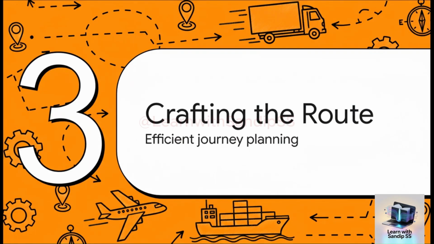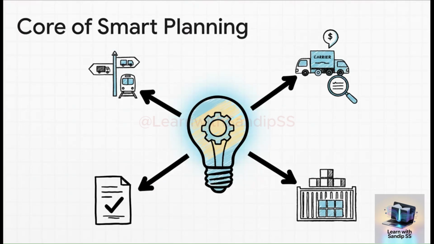Okay, so the system knows what needs to move. Now we get to what I think is the strategic heart of SAP TM, the planning phase. And listen, this isn't just about finding a way to get from A to B. No. This is about finding the absolute best way to do it, the most efficient, the most cost-effective, the perfect route. And this is really where the system's intelligence just shines.